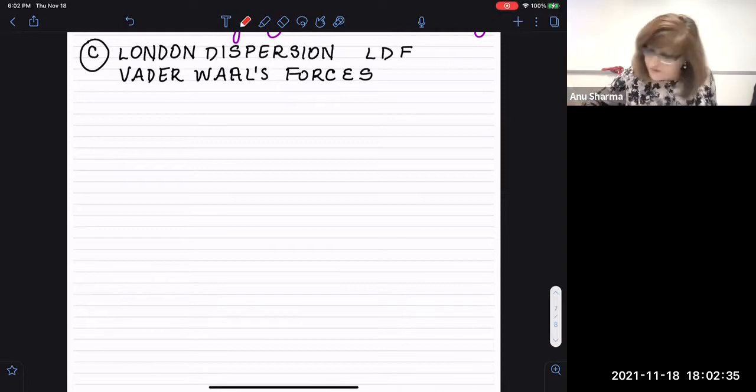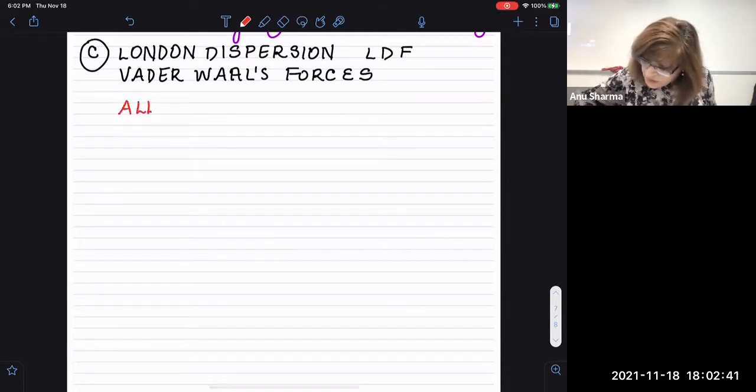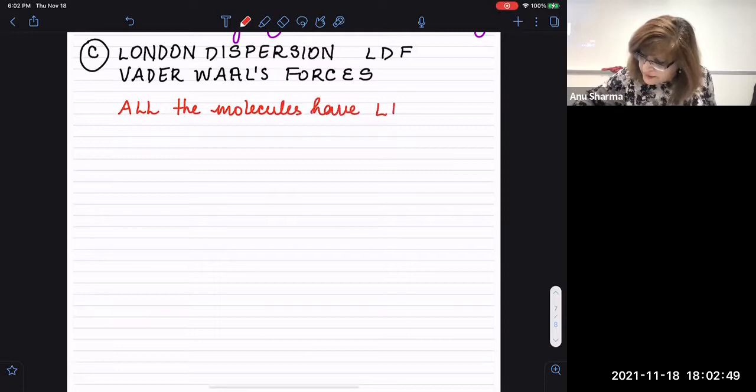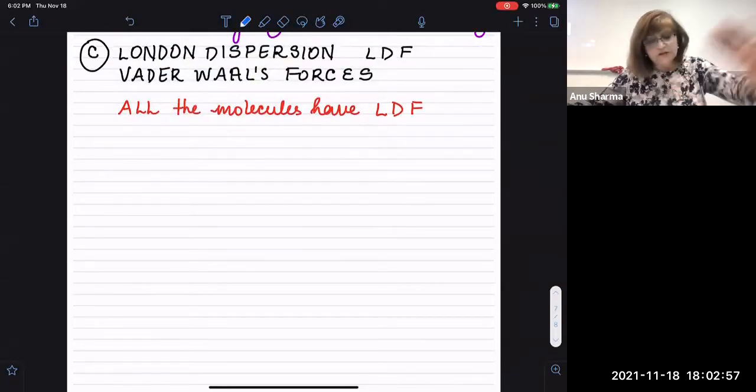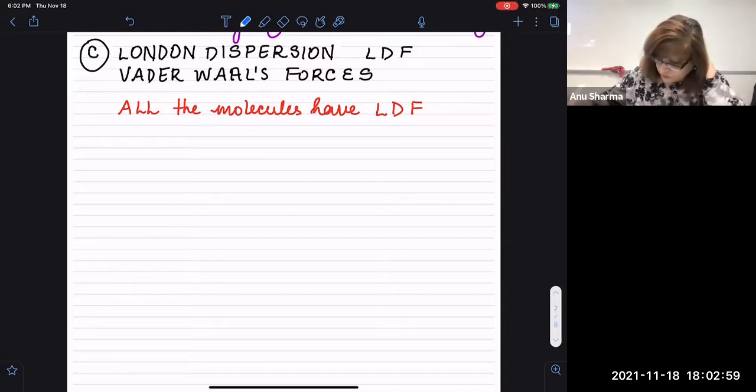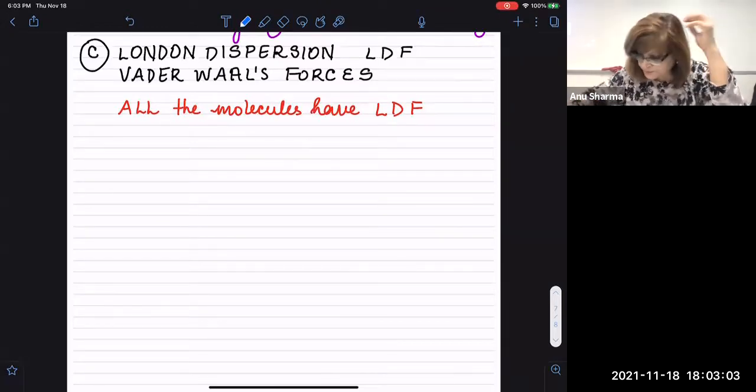Okay, so here all the molecules have London dispersion forces. All right, now, okay, all the molecules have London dispersion forces. So look at now how these affect the properties of the molecules.